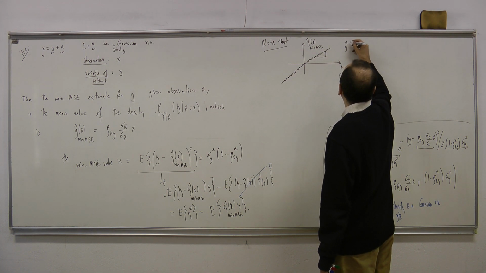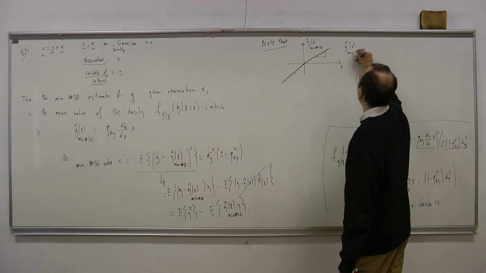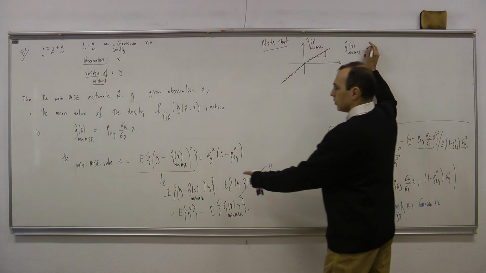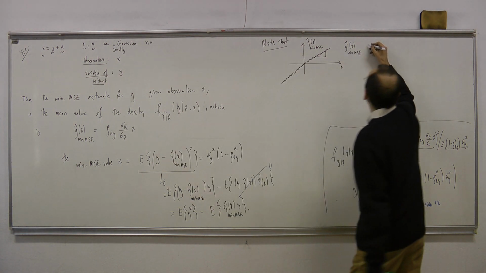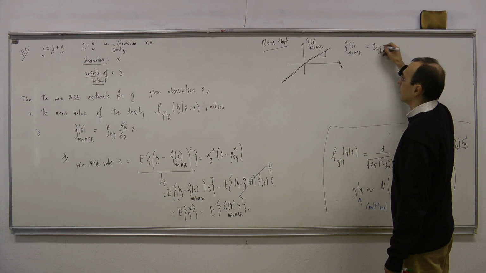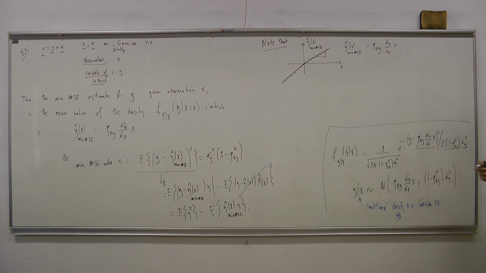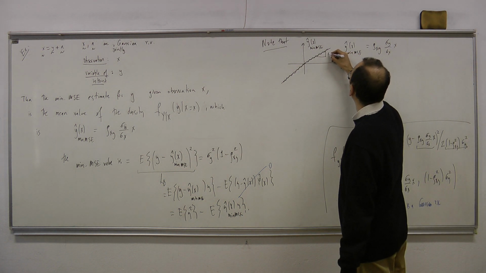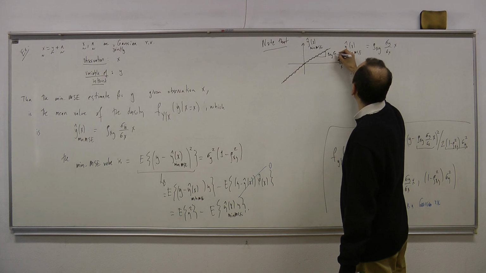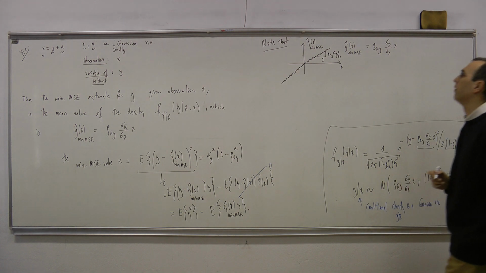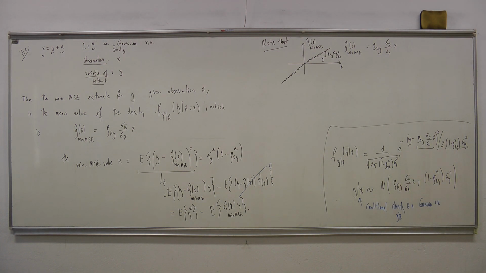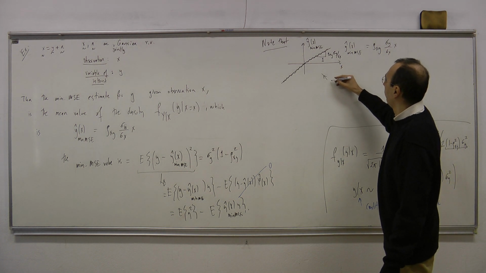Because the min.MSE estimator, which is equal to this, rho xy, sigma y, sigma x, x. Okay. So the slope is rho xy, sigma y divided by sigma x, and 1. Okay. So as you see, a linear estimator.